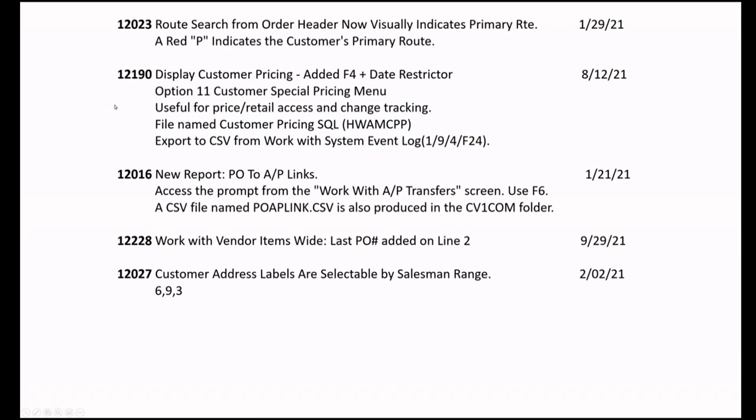All right, something totally new. New to everybody, so let's look at that. Option 11 on the customer special pricing menu. There's a new option on there, and basically what we're doing is we're rendering the finished price, the custom retail for every customer, every item that you have set up. Why did we do that?